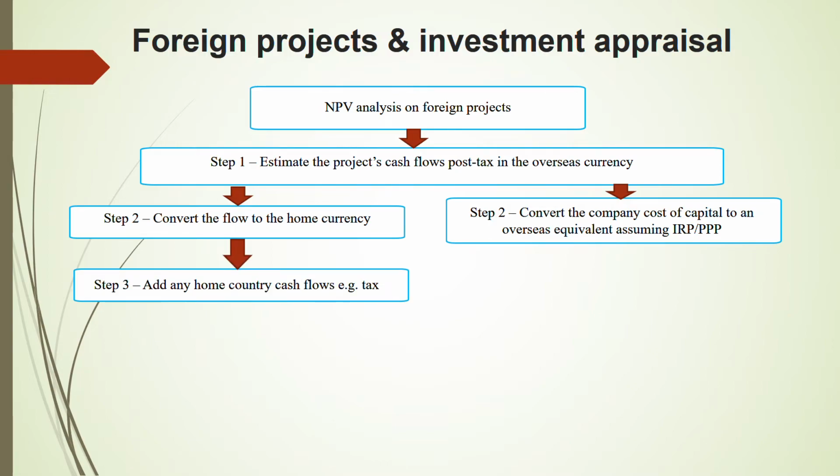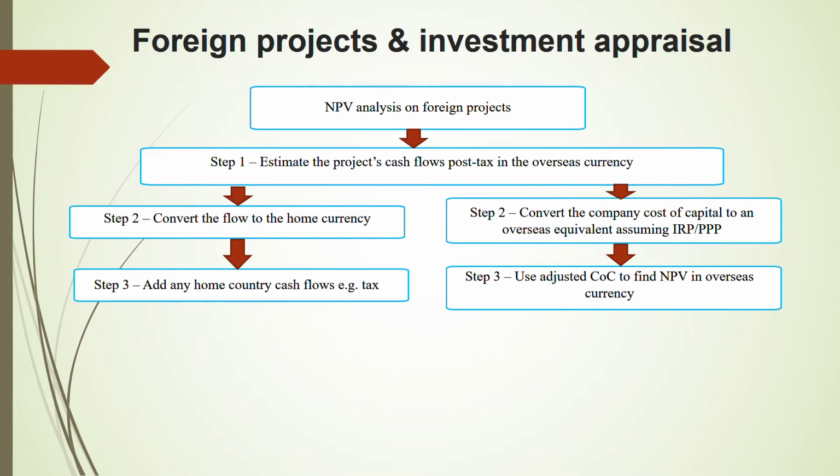Next, step 3. So step 3, if you are doing the left side, add any home country cash flows, for example tax, because you are converting the cash flow to the home currency. After you convert, whatever the home country cash flows are there, you can add them. For example, tax that you have paid in your home country, in your currency, that you can add.